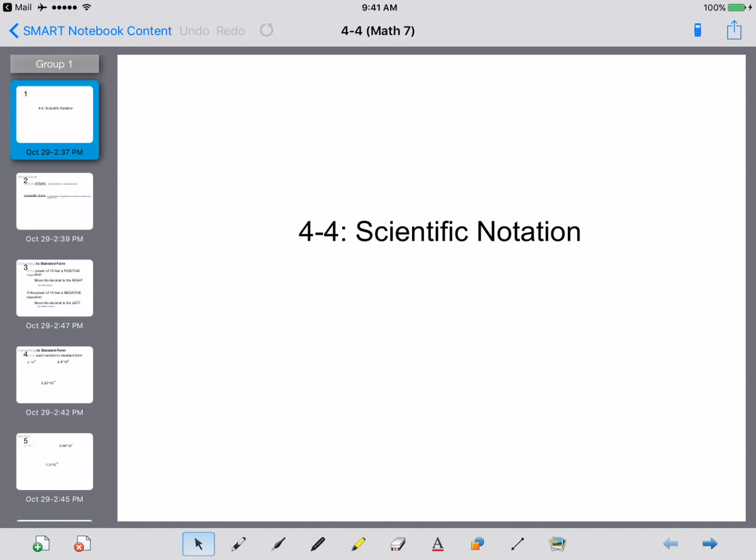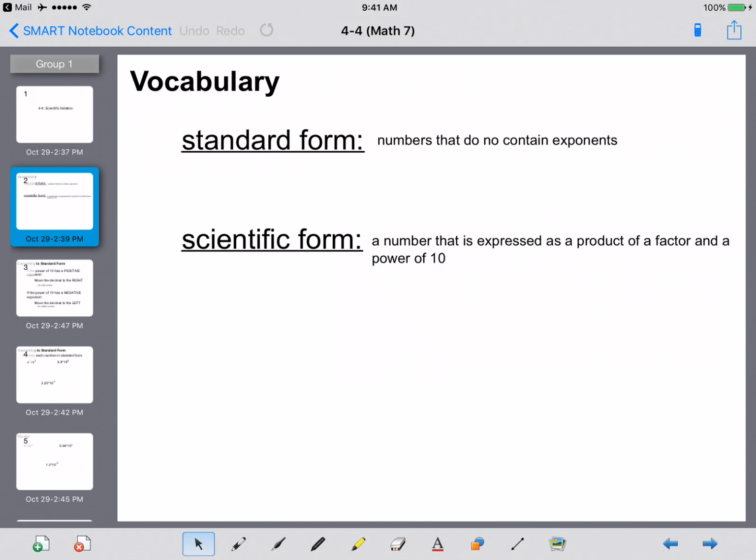Welcome to Chapter 4, Lesson 4 on Scientific Notation. So starting off, we got some vocab. Standard form is numbers that do not contain exponents. Scientific form is a number that's expressed as a product of a factor and a power of 10.